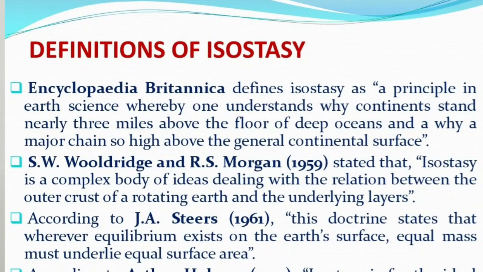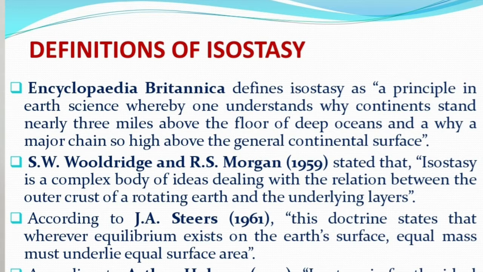Now, we will look into the definitions. Encyclopedia Britannica defines isostasy as a principle in earth science whereby one understands why continents stand nearly 3 miles above the floor of deep oceans and why a major mountain chain rises so high above the general continental surface.